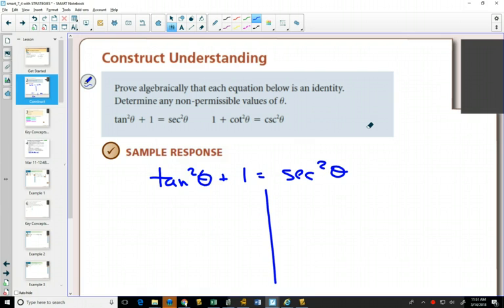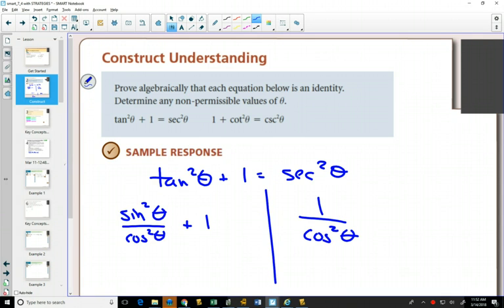Now the first thing you're going to wonder about is, what do I do with tan squared? Well, what does something squared mean? Tan squared means tan theta times tan theta. And if tan theta is sine over cos, then tan theta times tan theta would be sine over cos times sine over cos. And so when we have tan squared theta, it makes sense that that's sine squared theta over cos squared theta, plus 1. And when I have secant squared theta, since secant is 1 over cos, secant squared would be 1 over cos squared.